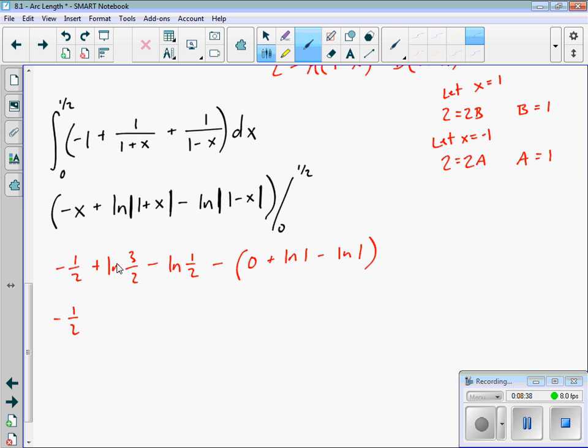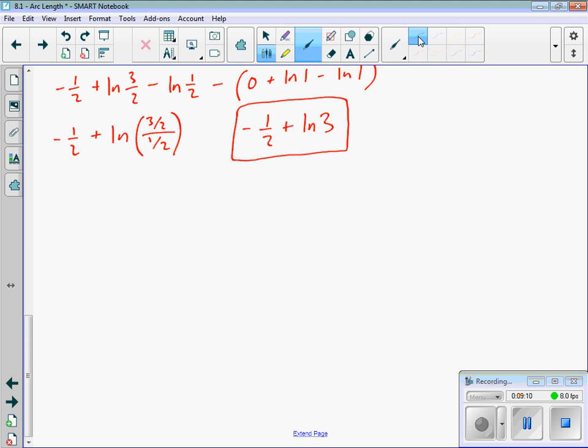So if I want to put logs together, natural logs together, when we're subtracting, that means I'm going to do what? Divide. So I have 3 halves, and I'm dividing by a half. Or you can multiply by 2, so what do I get actually then? 3. And I'm guessing that's what the back of the book has. They might have written it as natural log of 3 minus a half. Clear?